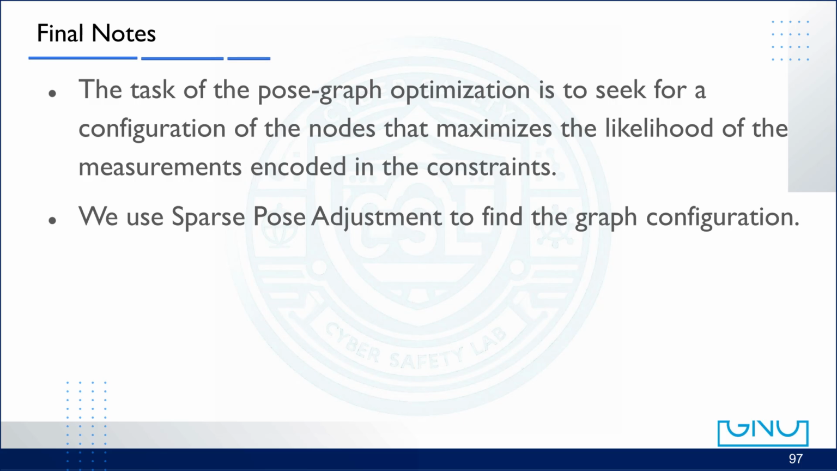To wrap up, let's talk about pose graph optimization. The goal here is to find the best configuration of poses, or nodes, that agrees with all the measurements we've collected. In other words, we're adjusting the nodes to make the observations most likely, based on the constraints between them. To do this efficiently, we use a method called sparse pose adjustment. You can think of it like a spring mass system. Each measurement acts like a spring trying to pull two nodes into the right place. We adjust the whole graph to find the configuration with minimum energy, or in this case, maximum likelihood.